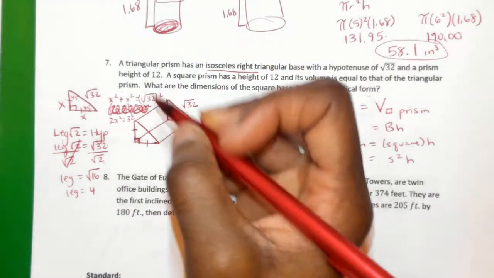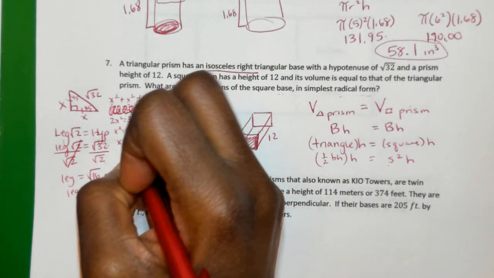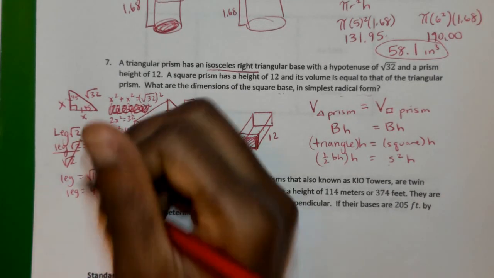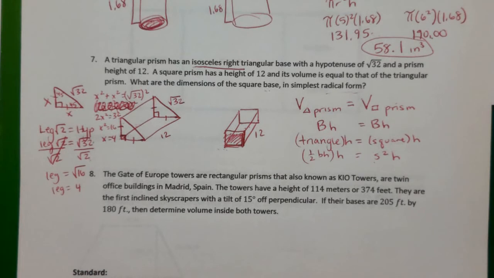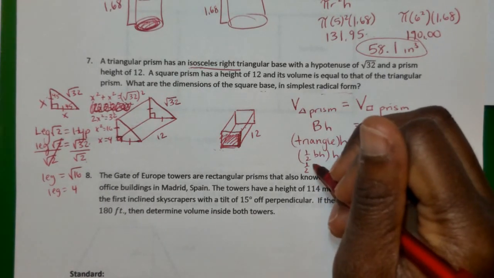Sorry for the timing. Dividing both sides by 2, we get x squared equals 16, and then taking the square root, we get x equals 4. So you can do it the Pythagorean theorem, old school way, or you can do the other method. Either way, the base and the height for this are both 4.